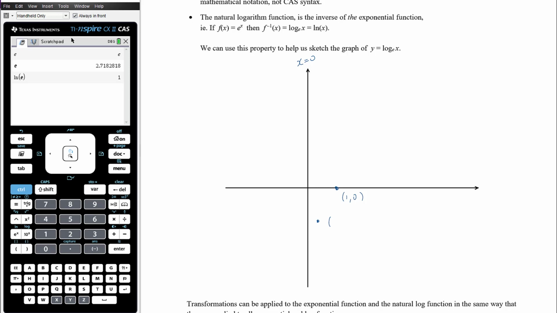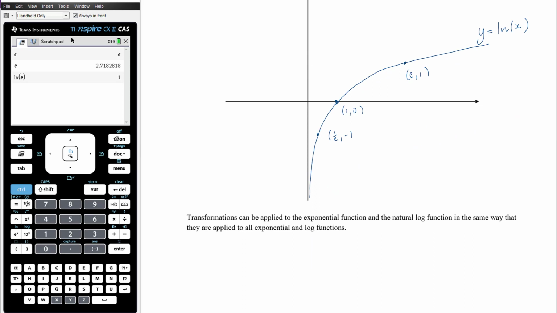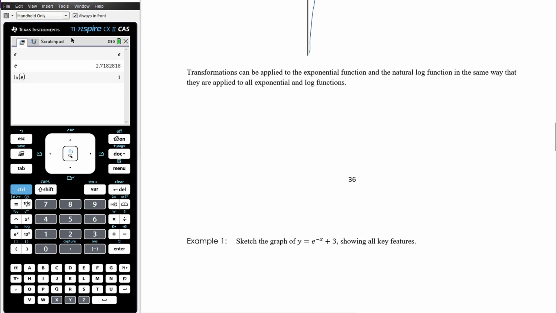And it will also go through the point e, 1. And so we get our standard log shape. It's just that the coordinates of the points are going to involve e. So ln x, or log base e of x. Transformations can be applied to the exponential and the log functions in the same way that they're applied to all our other exponentials and log functions.